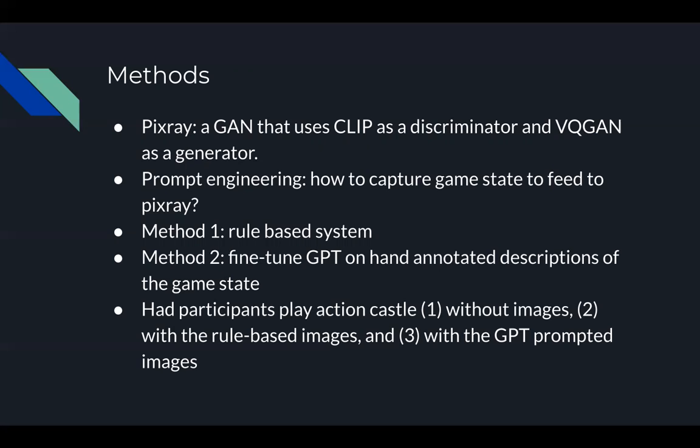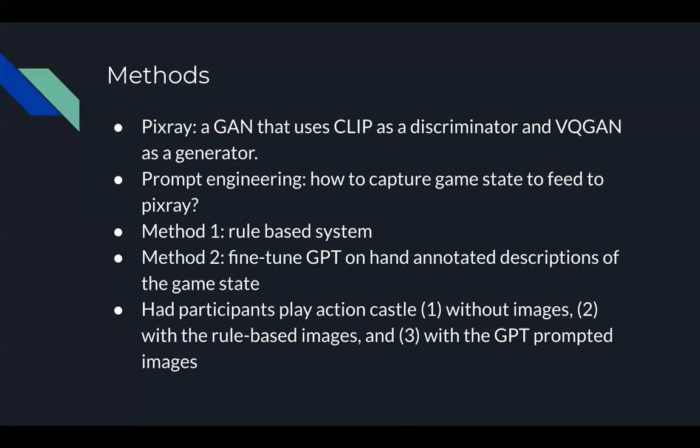So we tried two different things. First was a rule-based system, right? So we had the description of the scene, and then it just said items colon and a list of items, and then exits colon and a list of the exits. The other one was to actually fine tune a GPT model based off some of the hand annotated descriptions that we had. So we went through Action Castle, and for each game state, we tried to give somewhat of a natural language representation of it. And so we fine tuned GPT on that data and had it prompt Pixray.